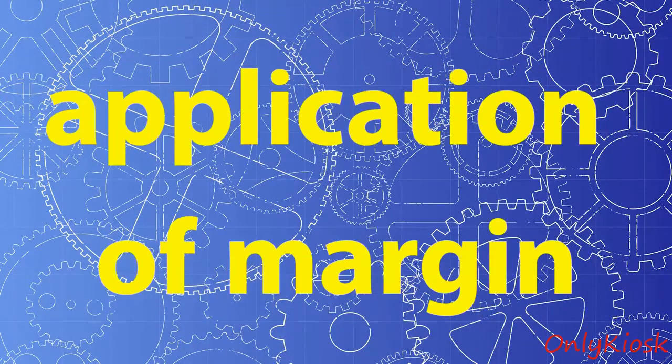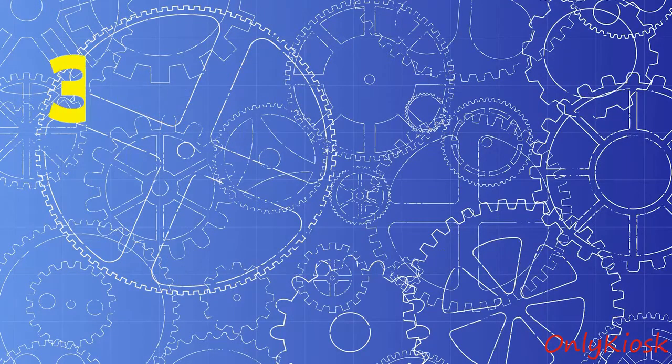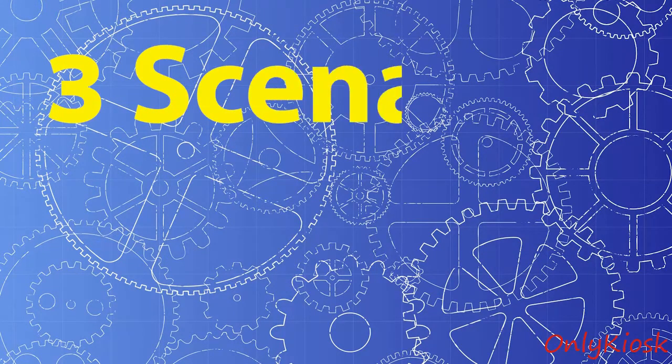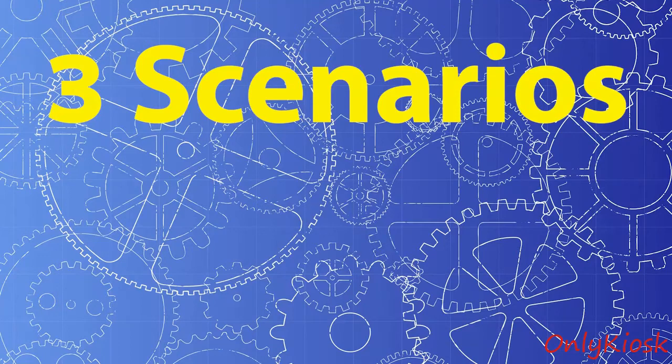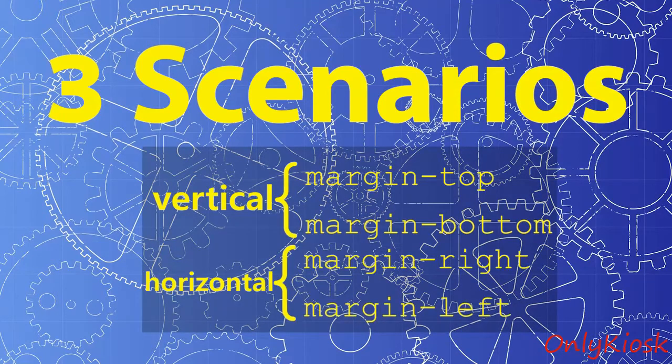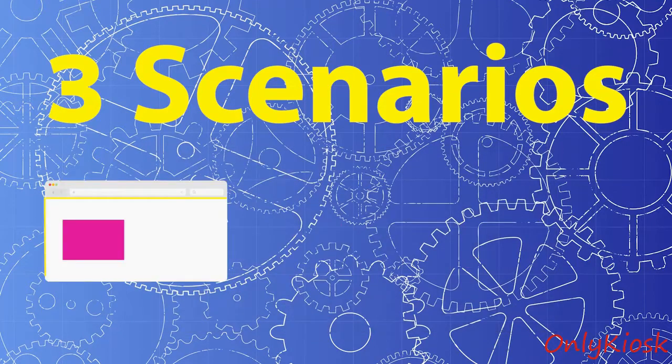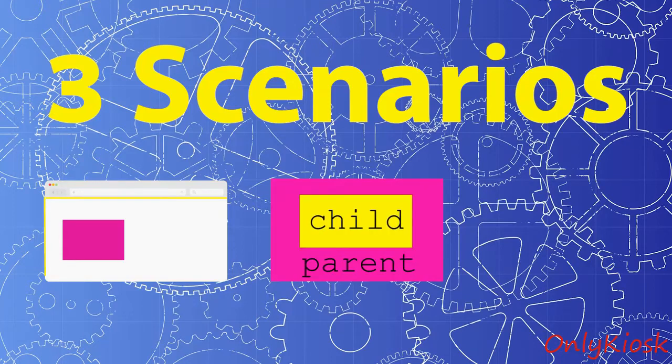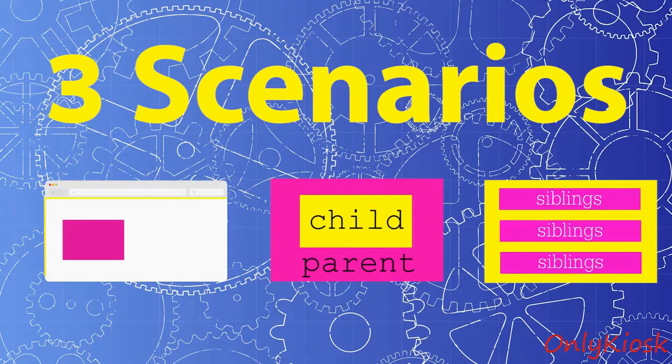In this lesson, we'll discuss margins application scenarios. When setting margins, we will mainly be dealing with 3 scenarios. Each scenario requires us to discuss the vertical and horizontal margins separately. The 3 scenarios are setting a margin between a browser border and an HTML tag, setting a margin between parent tag and child tag, and setting margin between or among sibling tags.